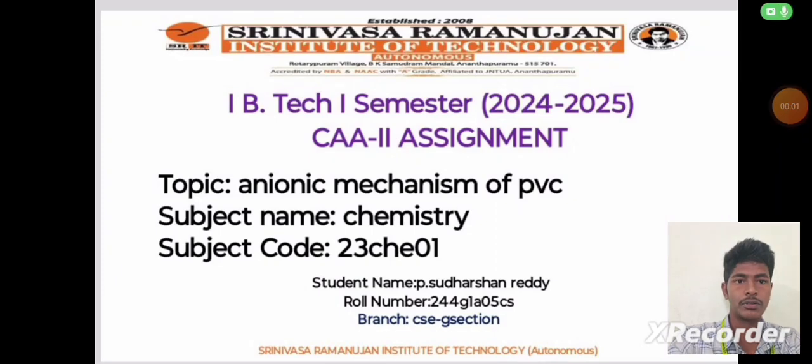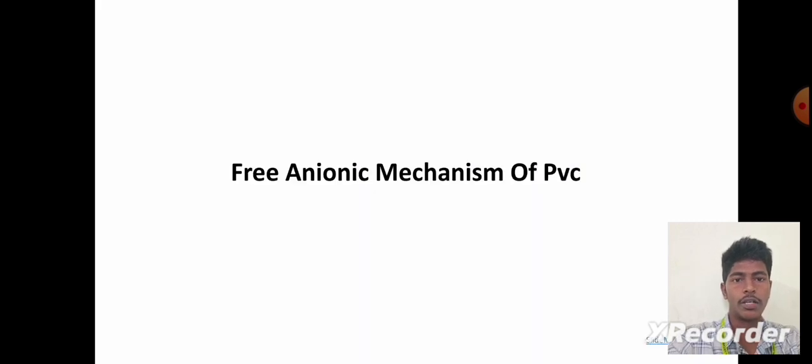My name is P. Sudarshan. I am from CSEG section. Today my topic is anionic mechanism of PVC. Subject name is chemistry. Subject code is 23CHE01. My roll number is 244G1A05CS. Today my topic is free anionic mechanism of PVC.